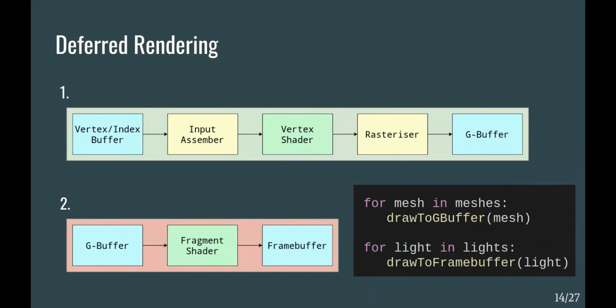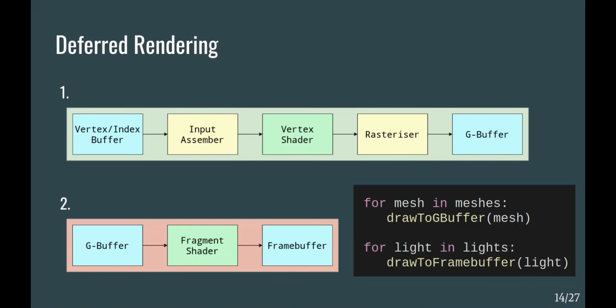And then in the shading stage, we are not referencing the meshes at all. We've compressed all the meshes into the single G buffer. And so we can simply iterate over the lights and compute the contribution of each light to the scene using the information simply in the G buffer.